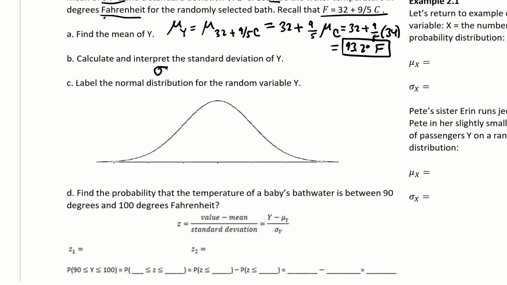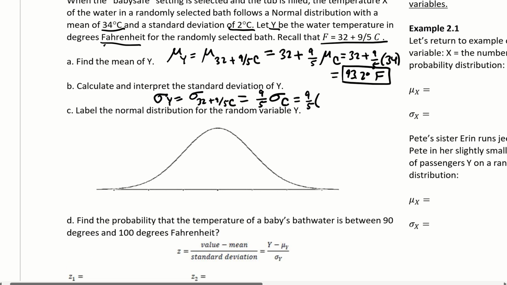All right, so sigma Y equals sigma of 32 plus 9/5 C. But remember, the addition doesn't affect the standard deviation, so we're going to ignore it. It's just going to be 9/5 times the standard deviation of C. So it's 9/5 times the standard deviation they told us, which was 2 degrees Celsius. We multiply that, and we get 3.6 degrees Fahrenheit.